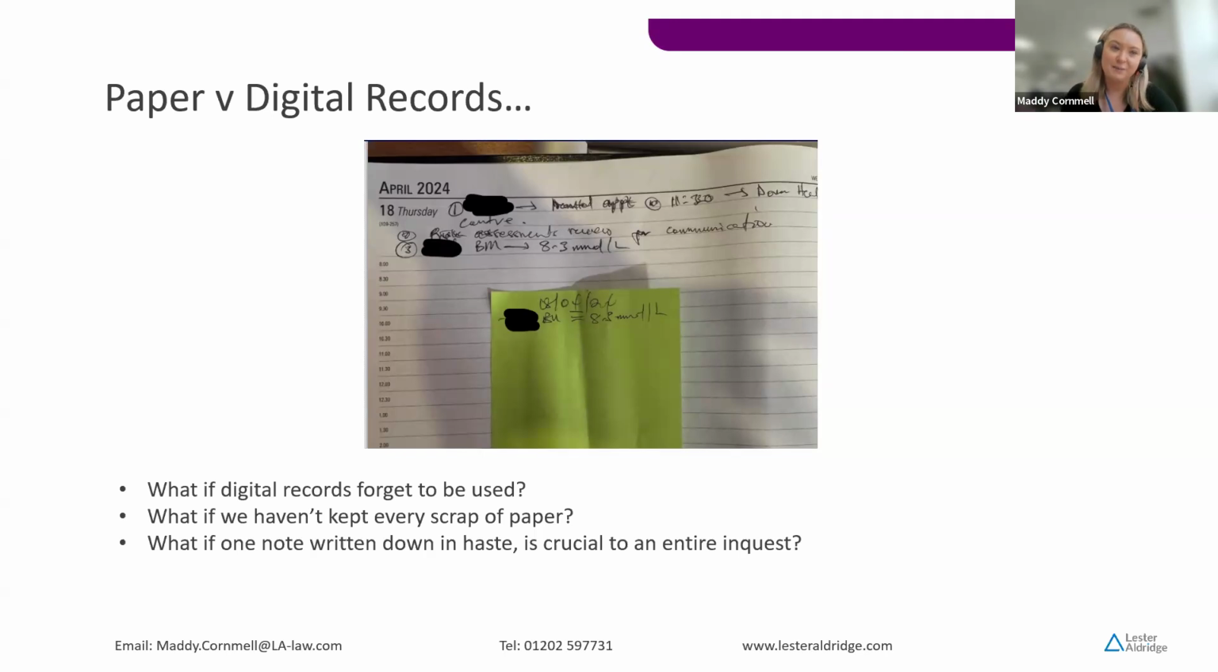in the end. But again, what if they hadn't kept that Post-it note, or what if we hadn't been able to find it? And that one little thing scrawled down on a Post-it note was really crucial to this inquest. So it's understanding that actually anything can be data, whether it's a Post-it note, something written in a notebook, or something written on a whiteboard where maybe a photo has been taken of the whiteboard. Anything can end up being disclosed in an inquest. This photograph was sent to the coroner, and it was really, really important.